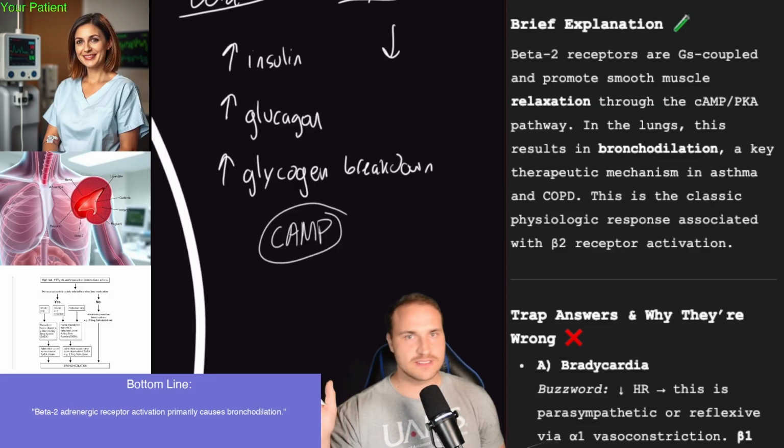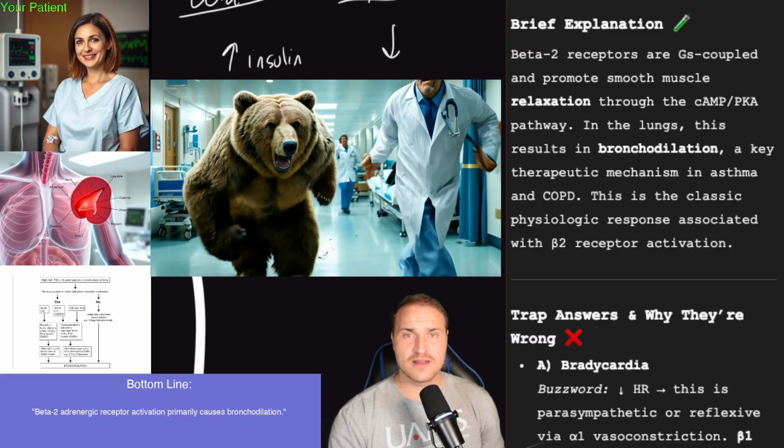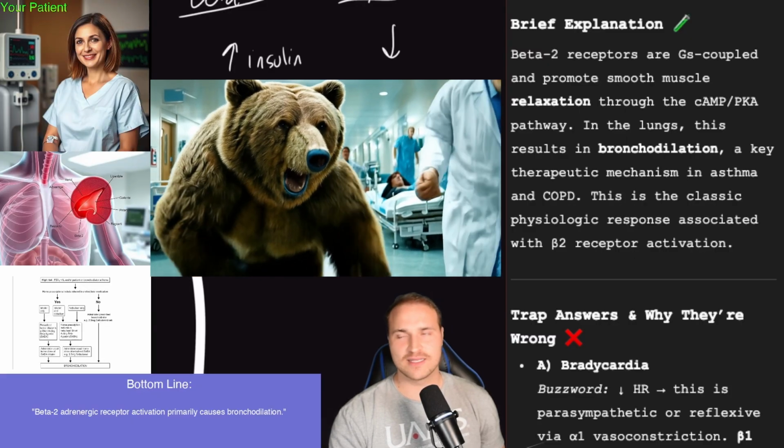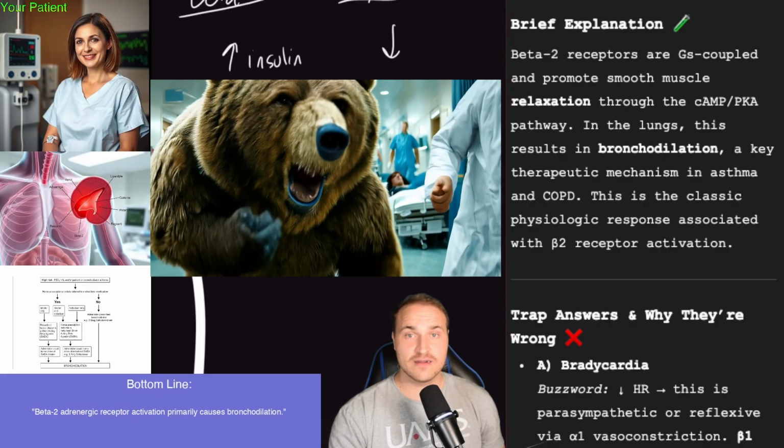All right, so the big old TLDR, beta-2 relaxes smooth muscle. Beta-2 also releases the sugar and the hormones to fuel the body. And that can seem like they're at odds with each other, but it's actually perfectly coordinated. Let's imagine you're being chased by a bear. Your body has to run fast, right? Muscles need glucose. You have to breathe better, right? So the lungs are going to open.